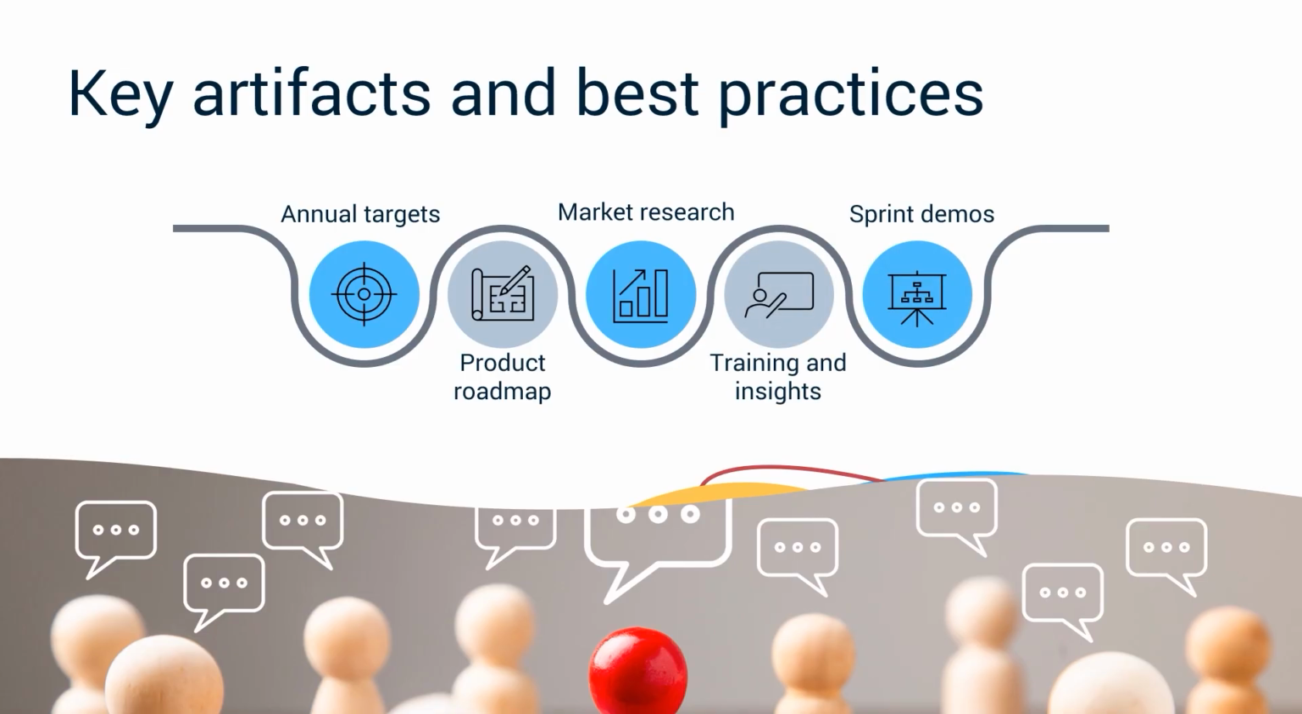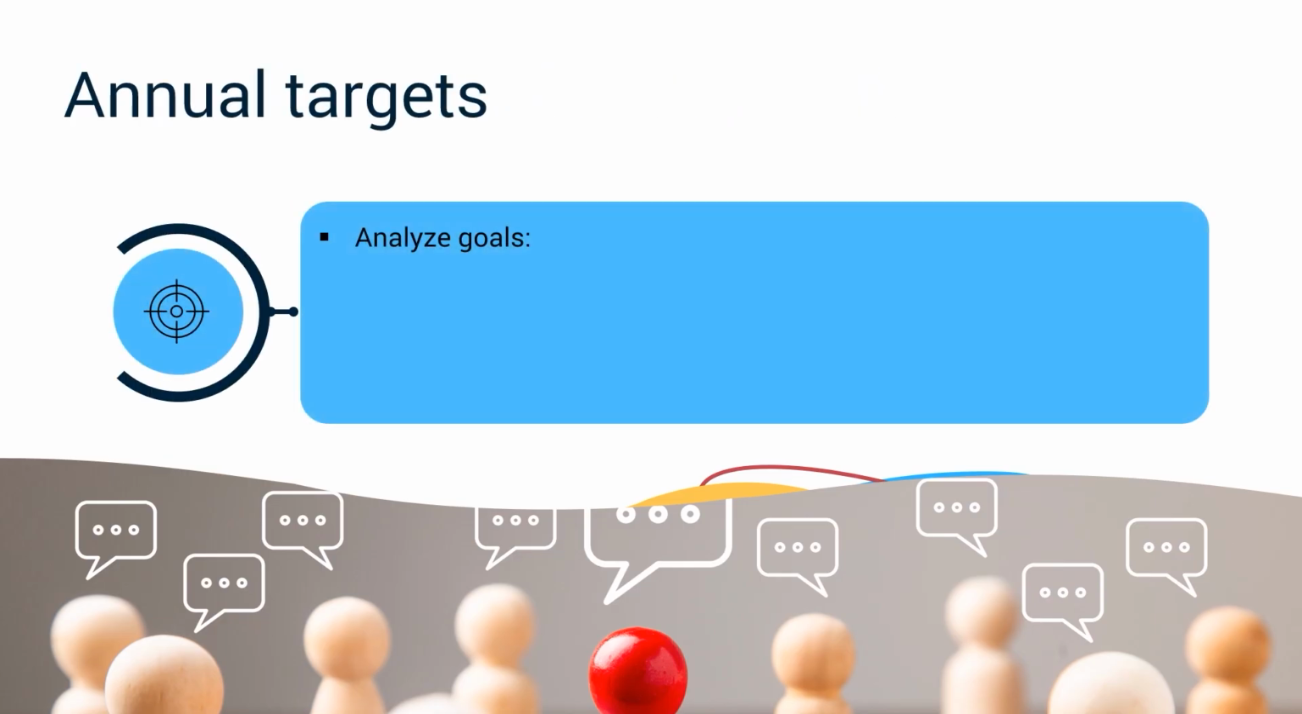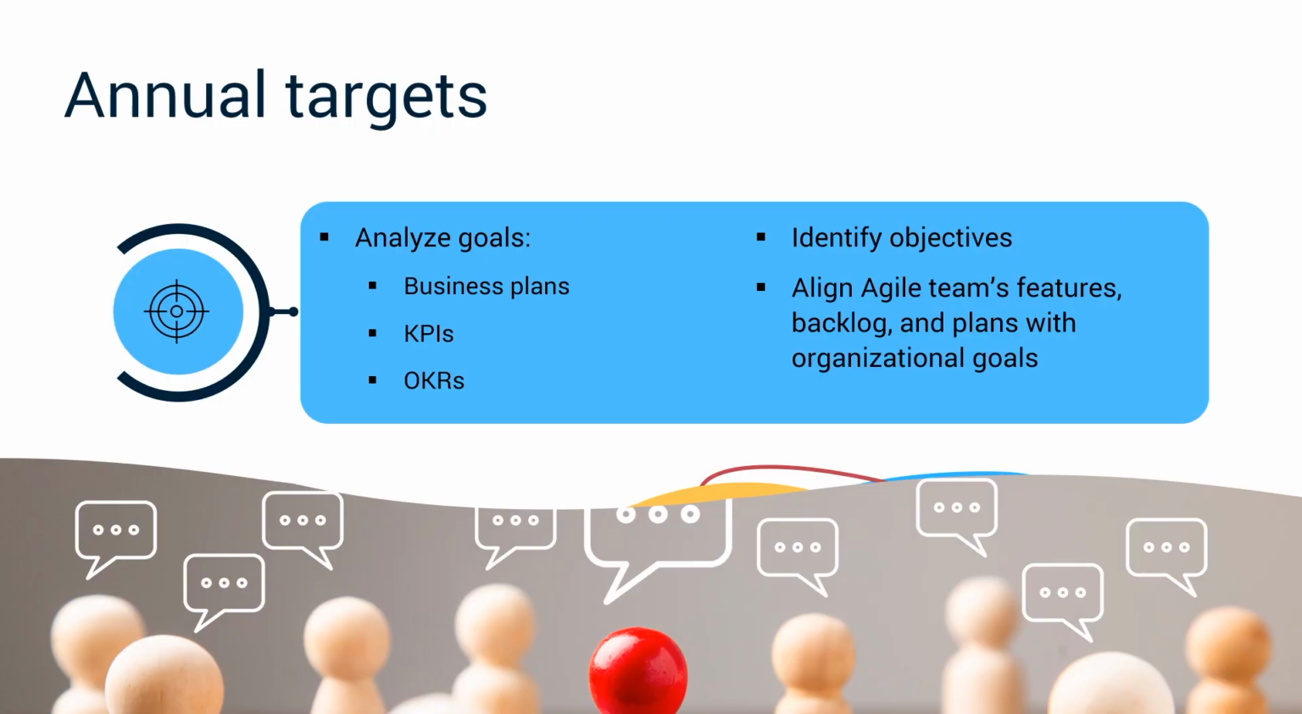Let's explore each one. First, product owners need to gain insights into the annual targets that the organizations set through business plans, KPIs, OKRs, or similar objectives. These objectives may be shared company-wide or tailored for specific departments. Product owners need to understand these goals and then align the Agile team's features, backlog, and plans with organizational objectives.